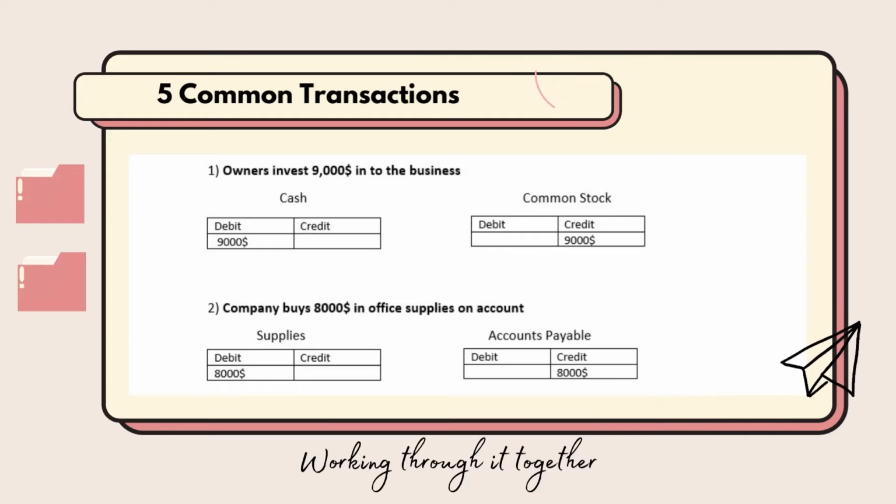Example number 2. A company buys $8,000 in office supplies on account. This transaction results in a debit to supplies for $8,000. Supplies are debited in order to increase them because they are an asset account. This transaction also results in a credit to accounts payable. Since accounts payable are a liability account, they are increased with credits. In this particular example, there is no reason to expense any of the supplies since they have not been used. We simply record them at the cost that we were able to buy them for.